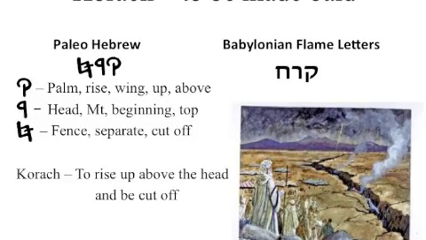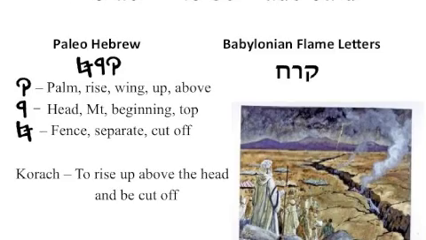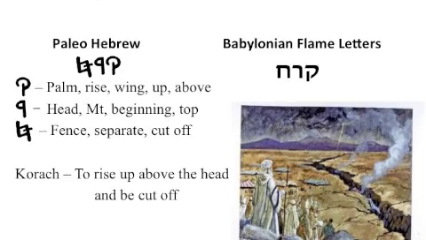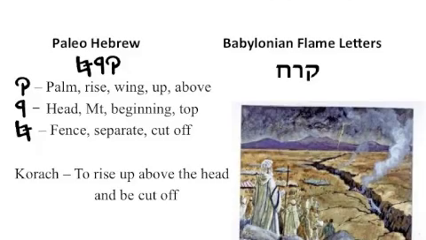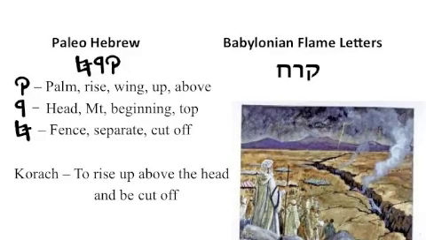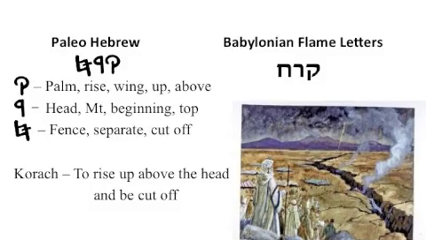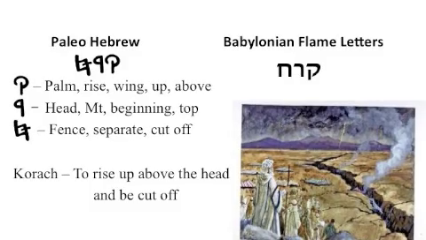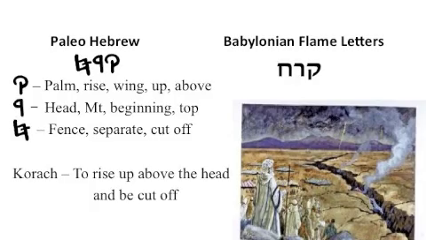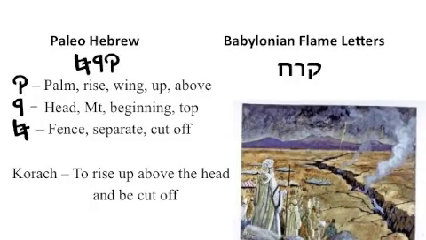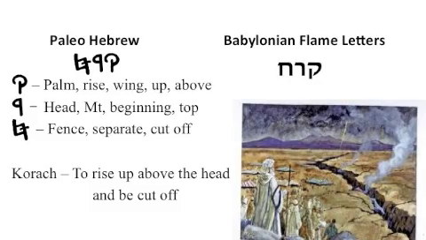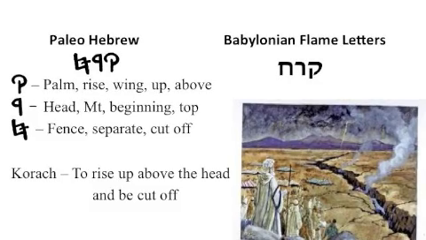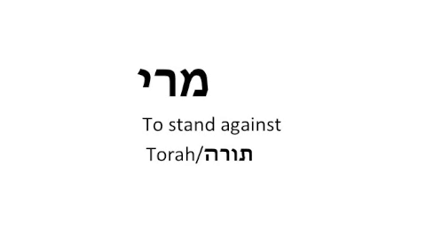So just going back into the Paleo Hebrew, what does Korach mean? To rise up above the head and be cut off. Isn't that amazing? Just taking it all the way back, you can really see, what is this rebellion about? It is about Korach rising up above the head. And eventually Korach will be swallowed into the ground right here, you see, because of rebellion.